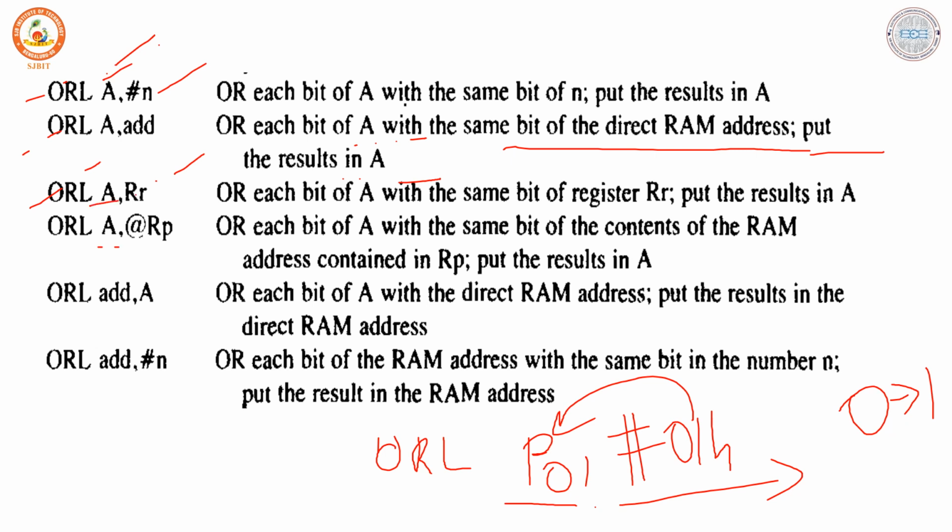And here we are ORing the content of A with the content of the RAM address contained in the register, because the register contains some address. We are ORing the accumulator content with the content of the RAM address contained in the register R and putting the result in the accumulator. We have one more instruction, ORL, where it ORs the address content with the accumulator content and stores the result in the address location. And ORL address comma hash N, which ORs the address content with the immediate value and stores the result in the address location.